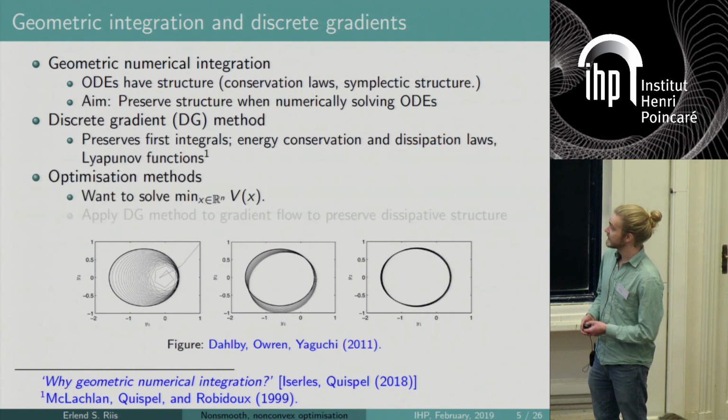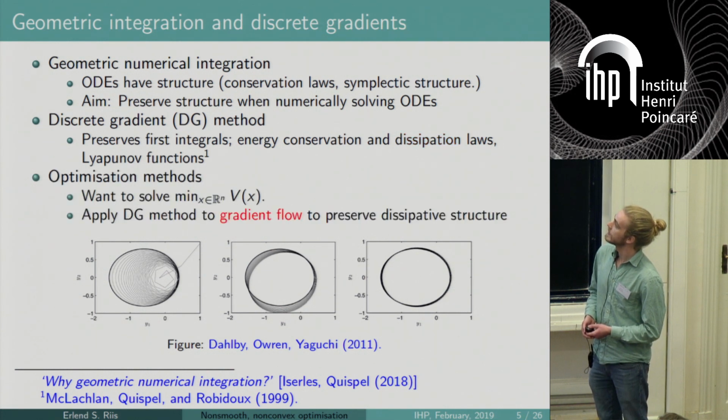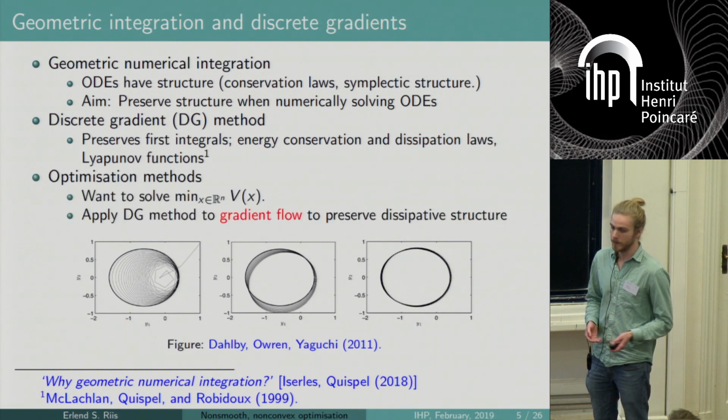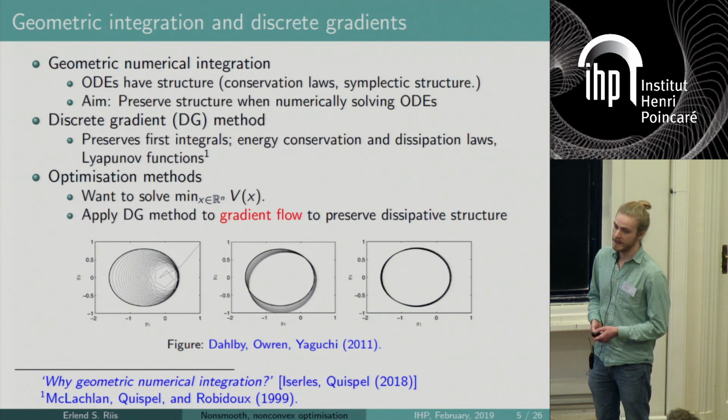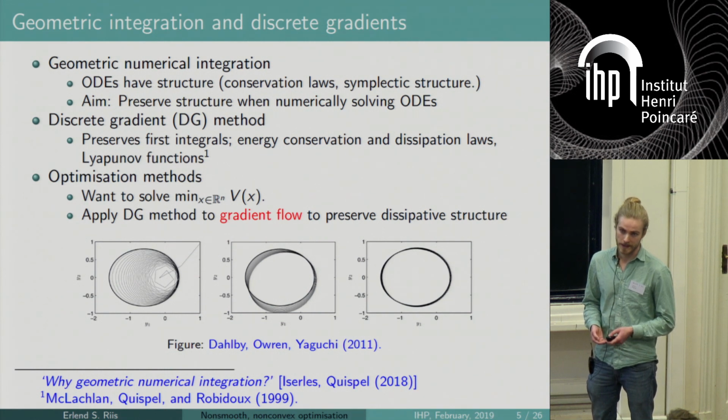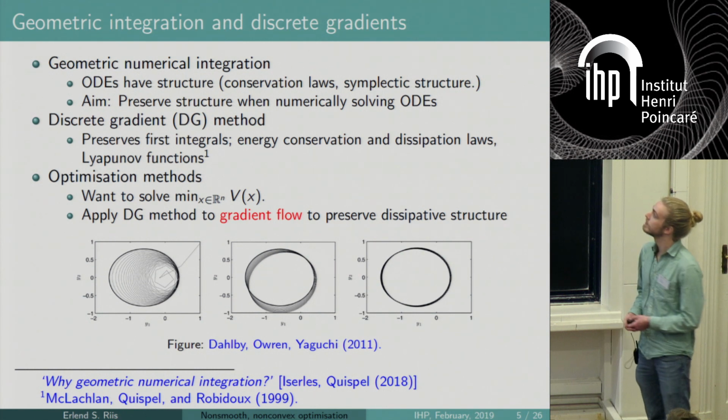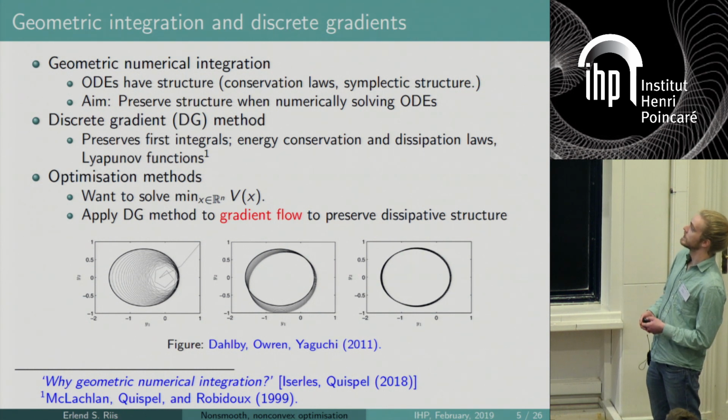But for optimization, the basic idea and motivation for this project is to minimize V. We want to discretize gradient flow using discrete gradient methods to preserve the dissipative structure of gradient flow.